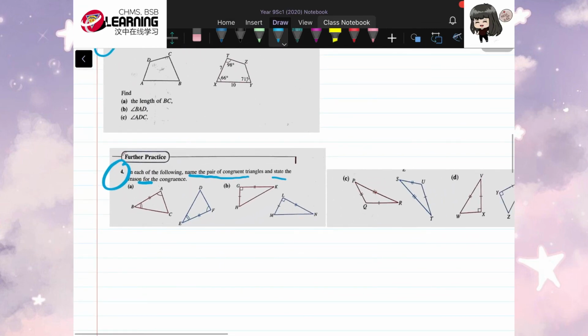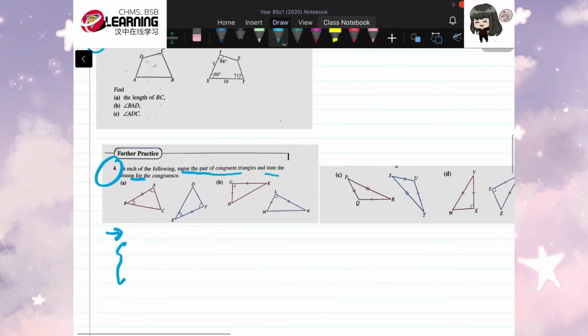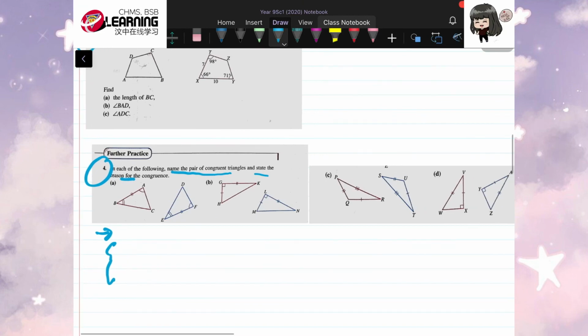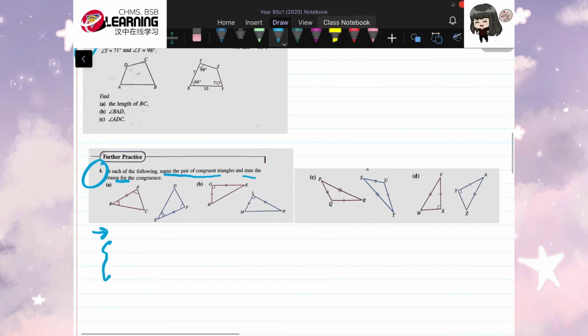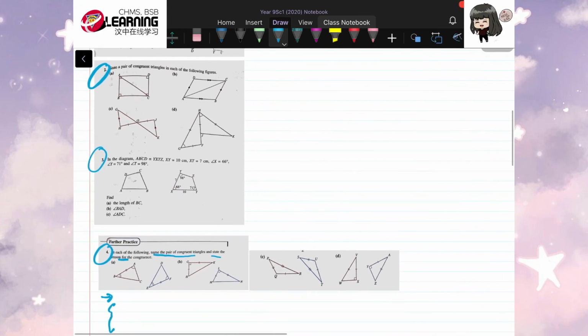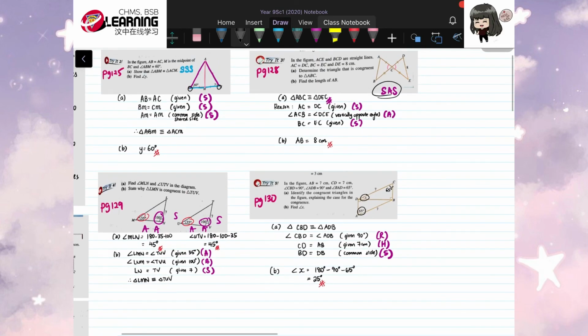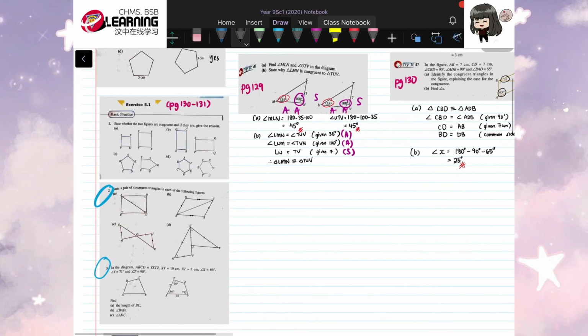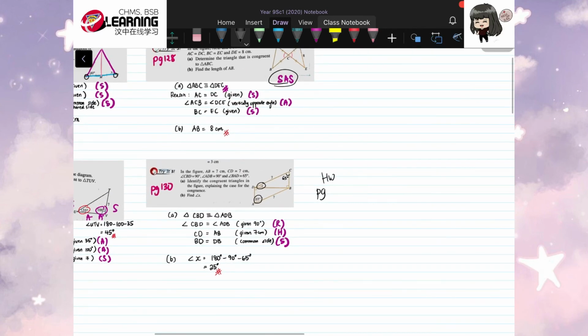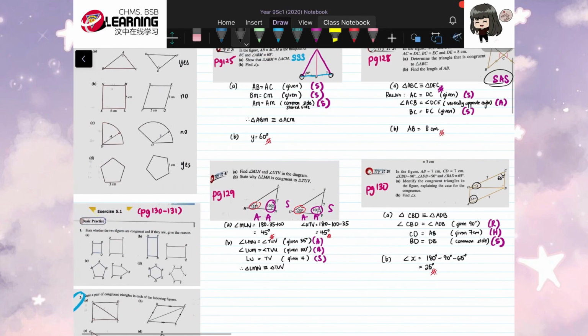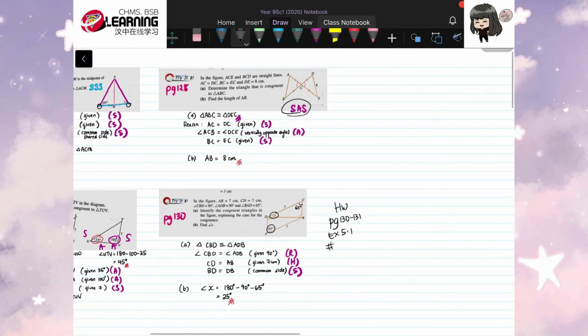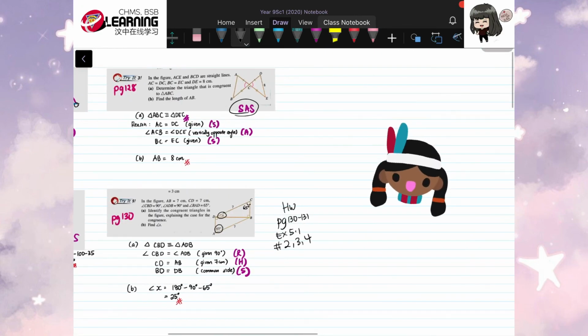For question 4, you need to list down which triangles are the same, and then list down the 3 items that are the same. So you have to do A, B, C, D. There are 4 here. And don't forget question number 2, 3 also. So homework: page 130 to 131, Exercise 5.1, question number 2, 3, and 4.